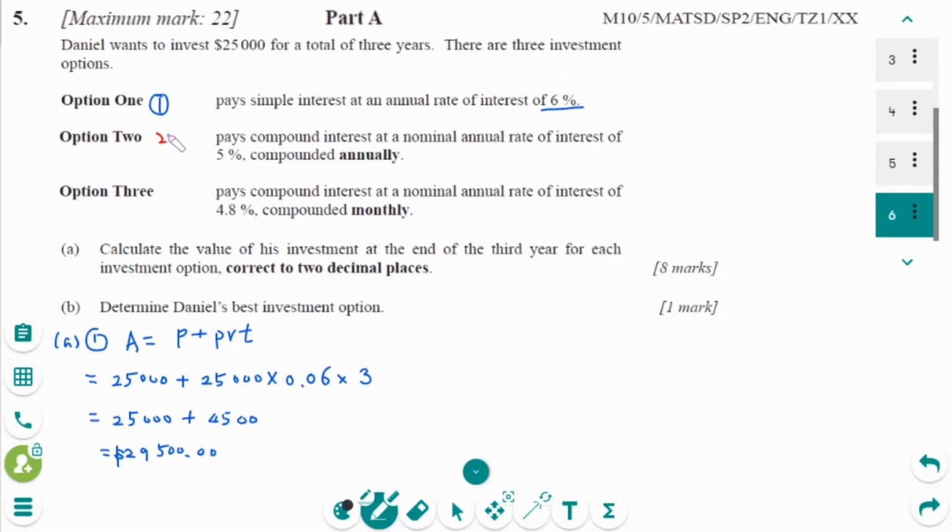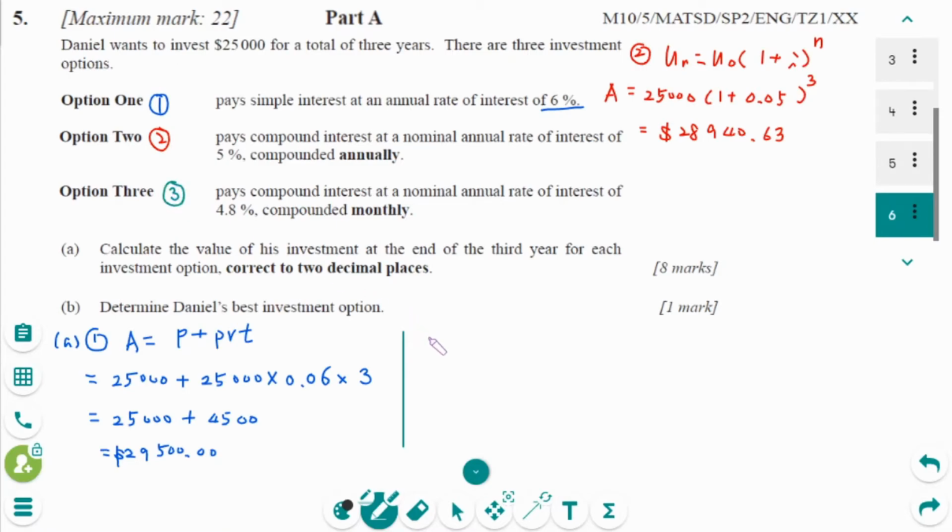Option 2, the value of compound interest investment after n time periods is Un equals U0 times 1 plus i to the power of n. So amount A equals $25,000 times 1 plus 0.05 to the power of 3, which is $28,940.63.